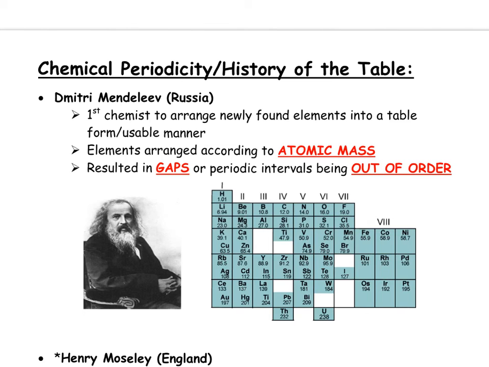What happened was there were these gaps that were left, and he predicted that there were elements that were going to be found in those gaps. And lo and behold, years later, there were elements that were found in those gaps. So Dmitri Mendeleev is credited for coming up with the first periodic table. However, the periodic table evolved from what he said a couple years later.